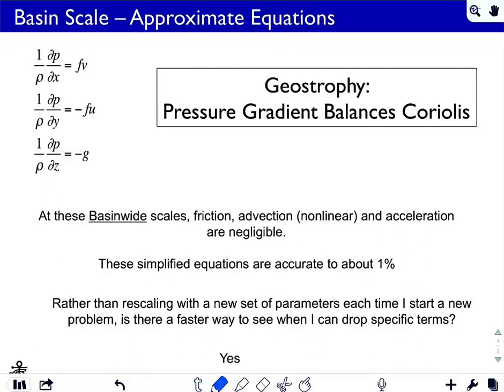After crossing out the terms, we're left with these two equations. Our U momentum and V momentum become these very simplified equations right here, where you just have a balance of your pressure gradient, 1 over rho dp/dx, and your Coriolis term, fv.